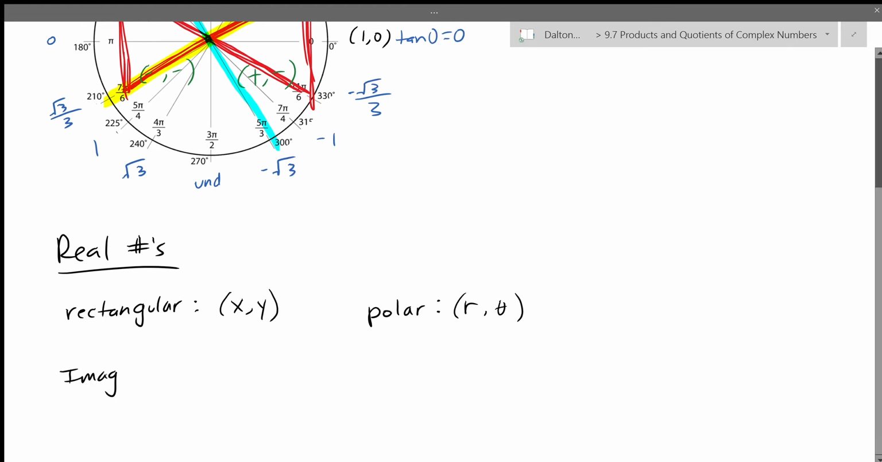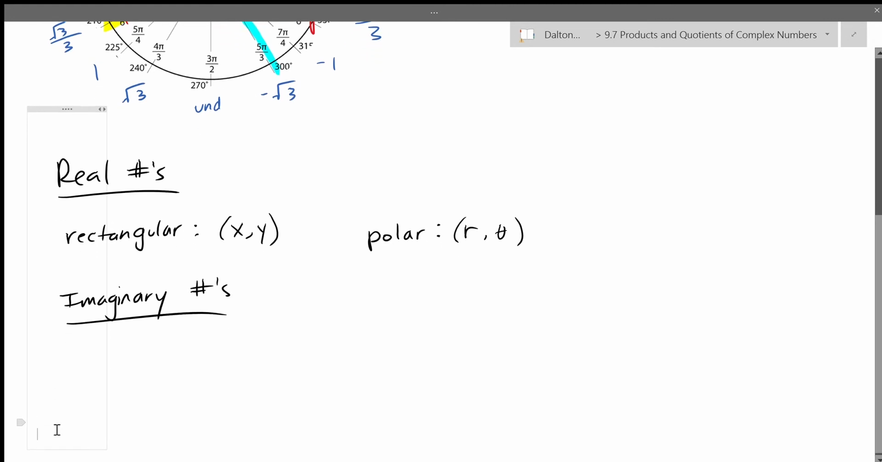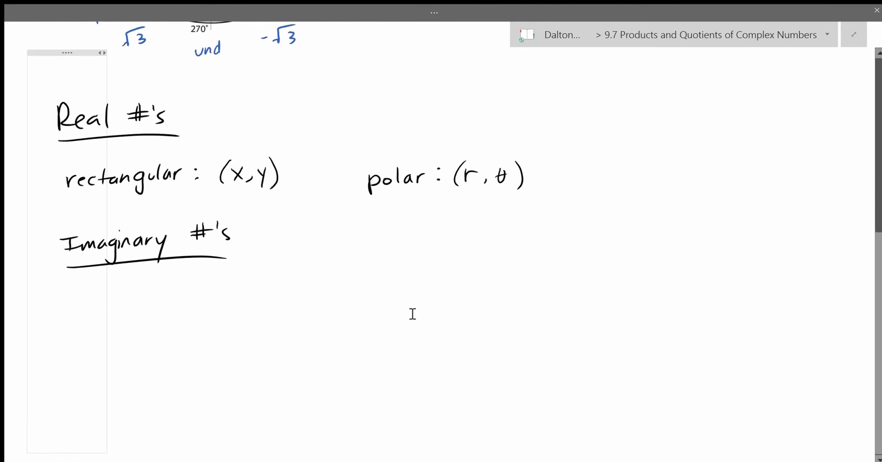And yesterday, we brought in a complex number, which is imaginary. Now, imaginary numbers have different formats. They still can be in rectangular and polar form, but they look a little bit different. In the rectangular form, your imaginary number could be a plus bi, or you might see it as x plus yi, either one of those.